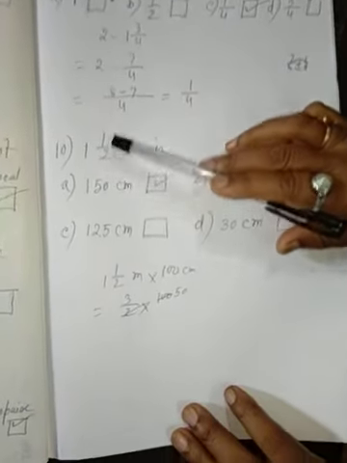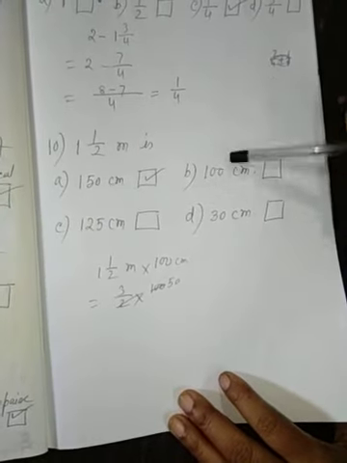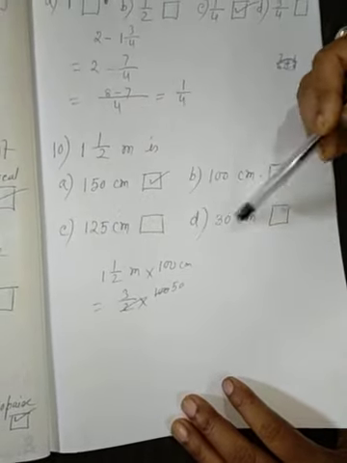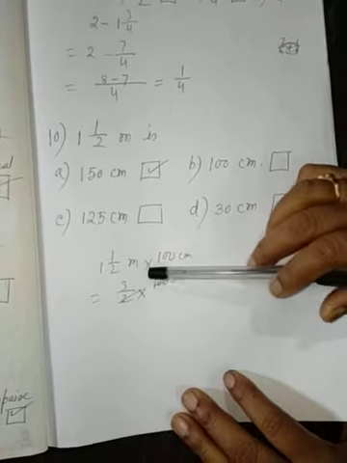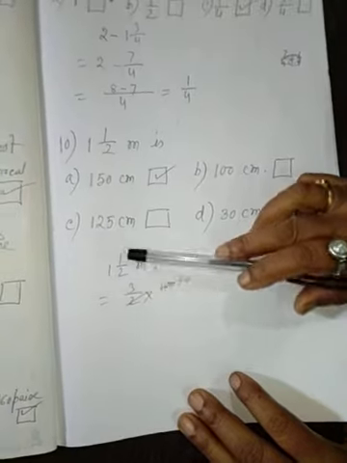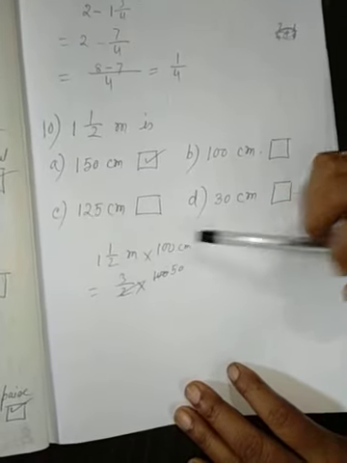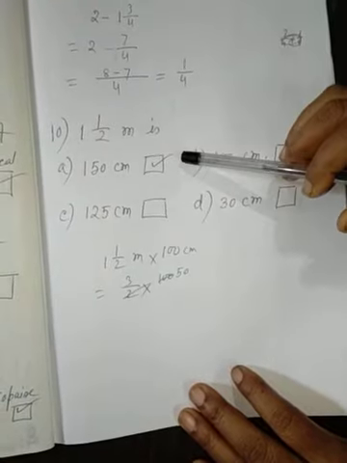10. 1 by 2 meter is 150 centimeter, 100 centimeter, 125 centimeter, 30 centimeter. 1 by 2 meter into 100 centimeter. That is 3 by 2 into 100, which is 150 centimeter.